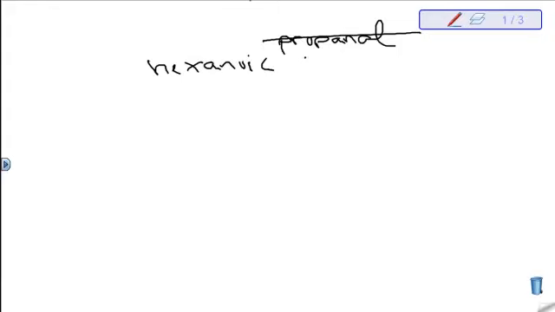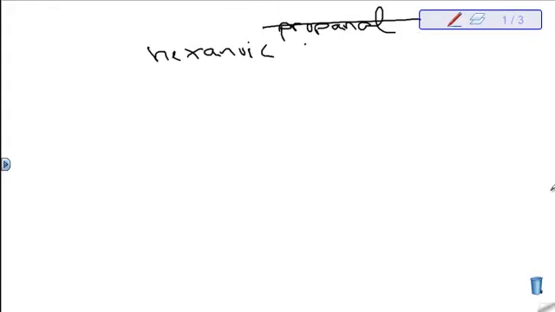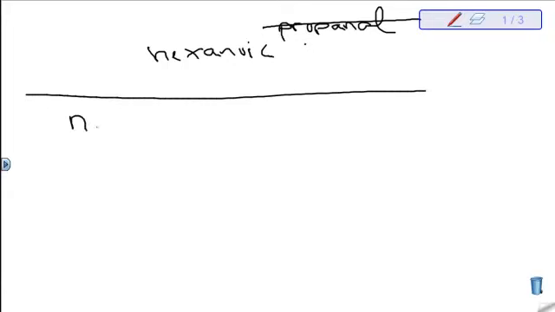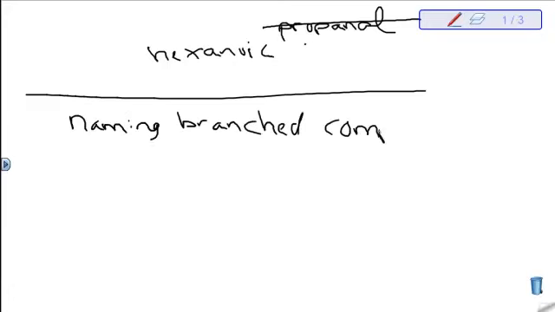It's fairly simple. I do want to comment that you will not always have a straight chain compound. So let's talk about what happens when you have to name things that are not straight chain. So we're going to talk about naming branched compounds. I know my writing is sloppy. I apologize.